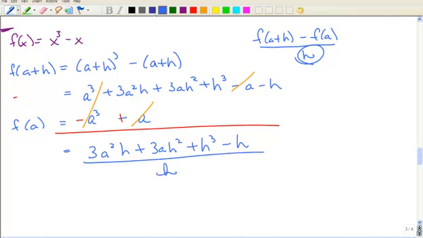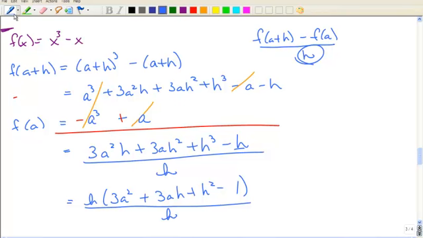Now if you notice, every term has an h, so you could just cancel it out like that, but I want to be clear, I can factor out an h on the top. That's a common factor, a GCF, if you will. And remember, h out of h is 1. That should be a minus sign divided by h. And now we can cancel that out. And that's our final answer.